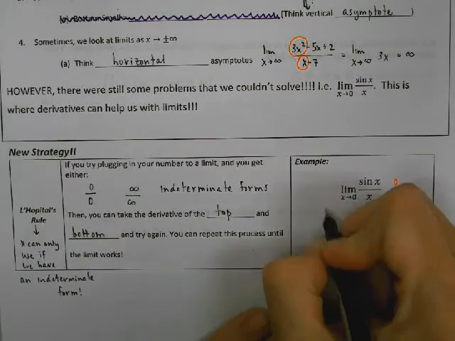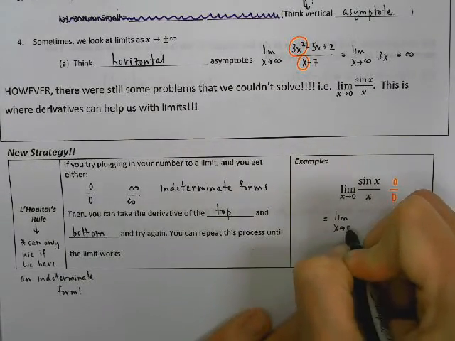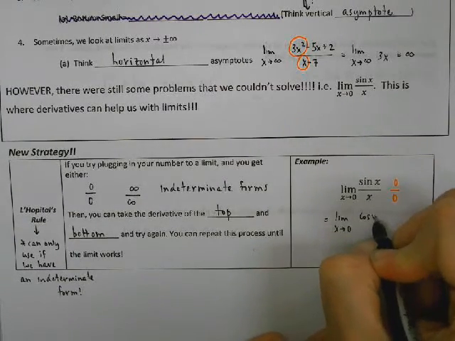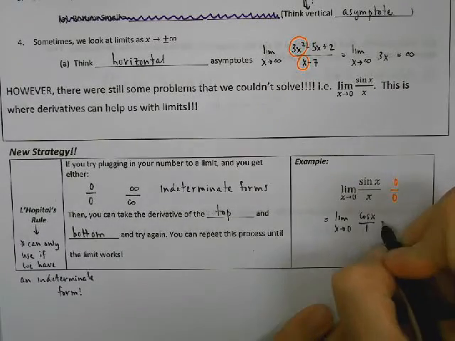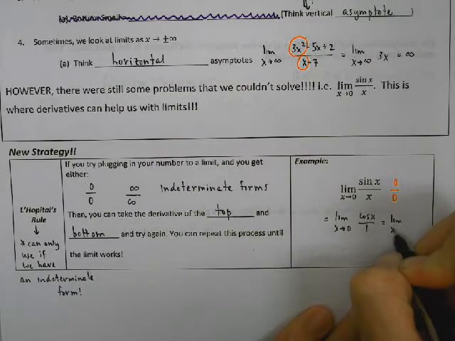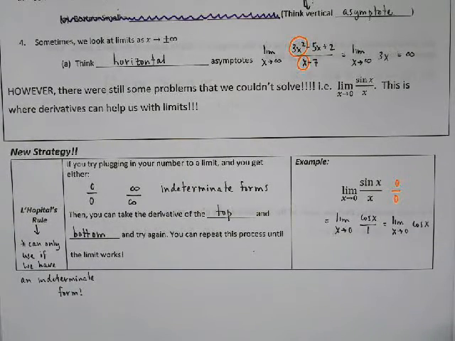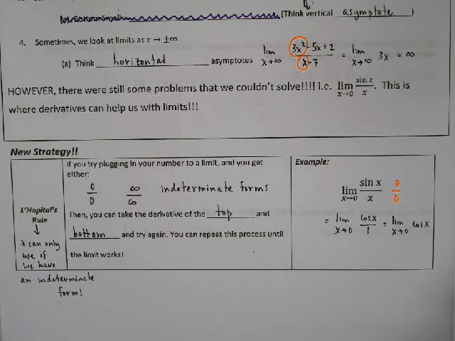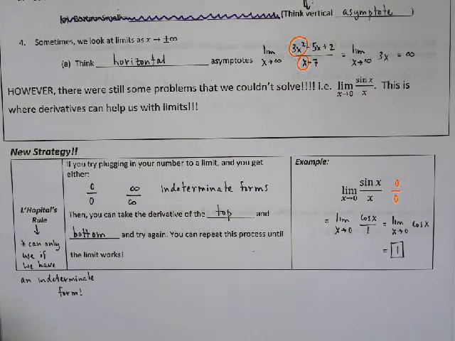And what that tells me is that this limit is equal to the limit as x approaches 0. And the rule tells me I differentiate the top, which is cosine x, and I differentiate the bottom, which is 1. So obviously simplifying it here, I get the limit as x approaches 0 of cosine of x. So now I try plugging in. If I plug in 0 into cosine of 0, I just get 1, so my limit is 1. So now we have a way for calculating that limit.